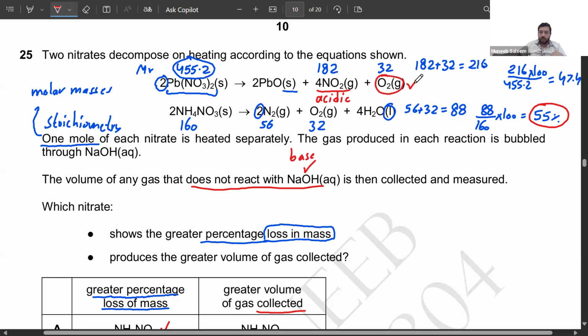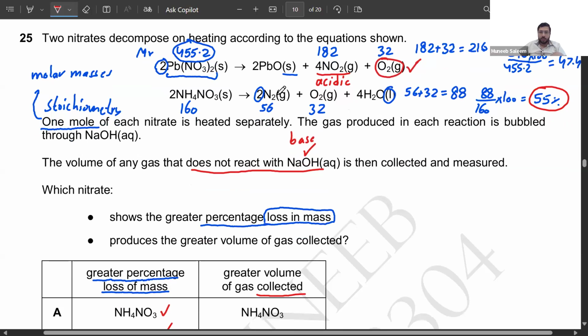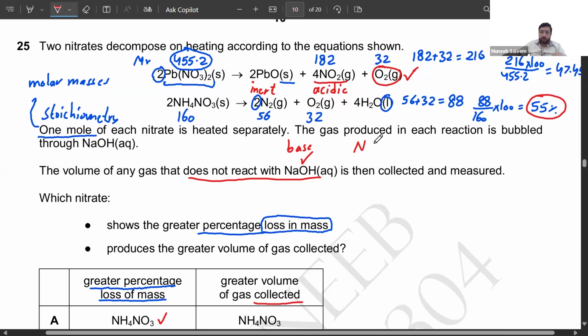So this will be collected. In the second equation, we have two gases, nitrogen and oxygen. Nitrogen is a very inert gas, almost 78 to 79% of the atmosphere. We do inhale this gas, but it does not react with our body. It does not take part in chemical reactions because of the very strong triple covalent bond within the nitrogen molecule. Because of this triple covalent bond, it is considered an inert gas, so it cannot react with the NaOH.